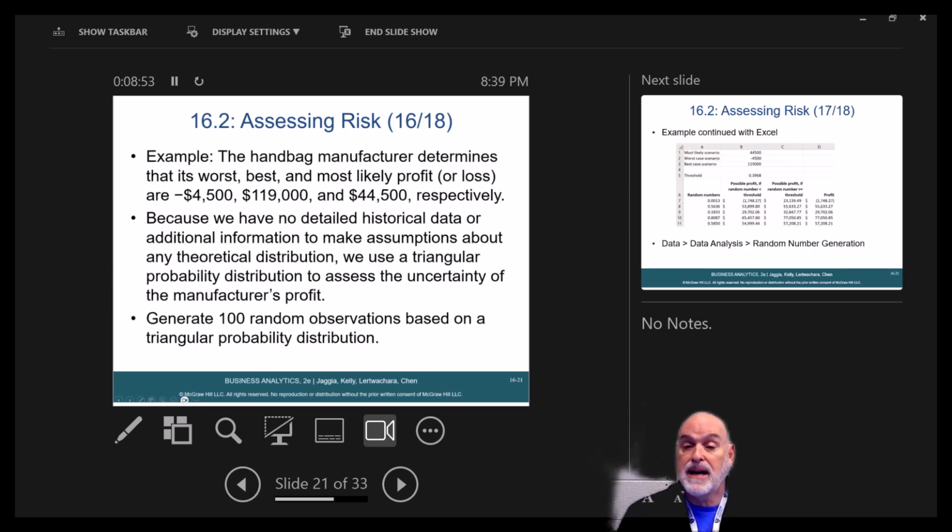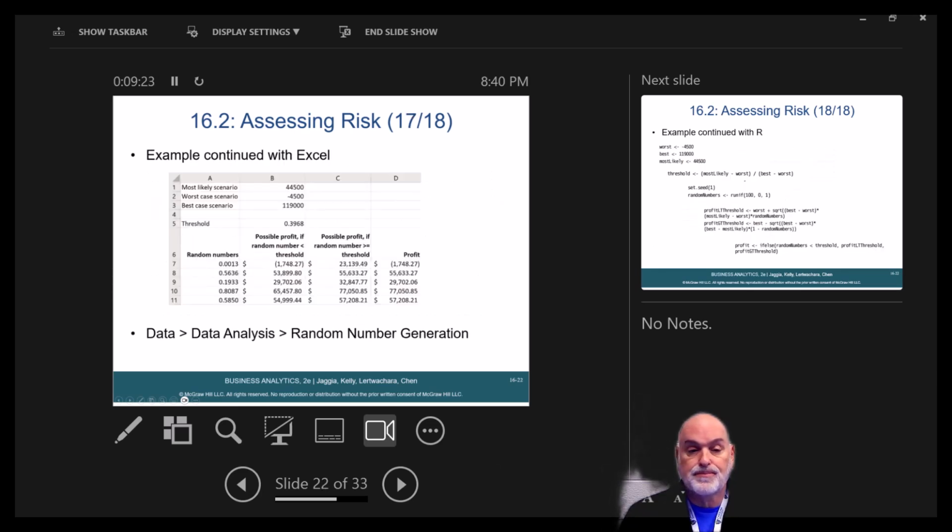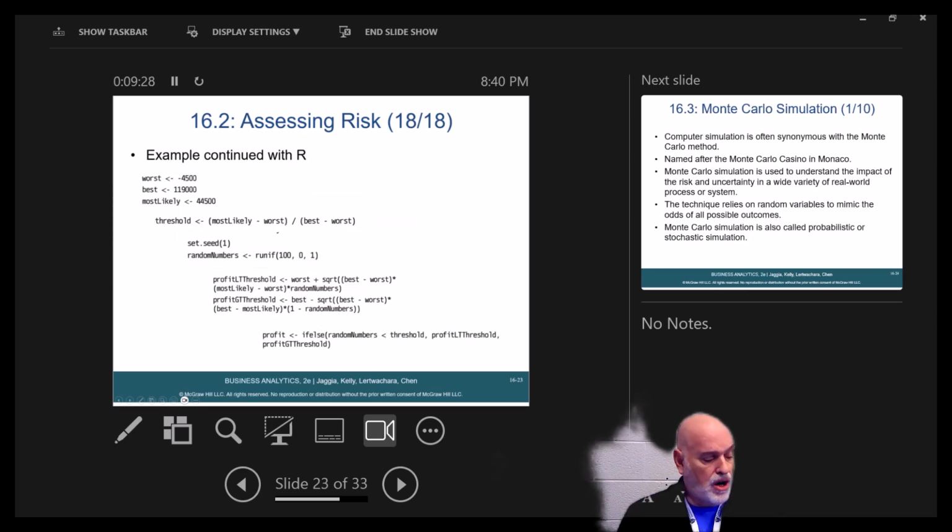Example: the handbag manufacturer determines that its worst, best, and most likely profit or loss are minus 4,500, 119,000, and 44,500 respectively. Because we have no detailed historical data or additional information to make assumptions about any theoretical distribution, we use a triangular probability distribution to assess the uncertainty of the manufacturer's profit. Generate 100 random observations based on a triangular probability distribution. Here it is with Excel, and then here it is with R.